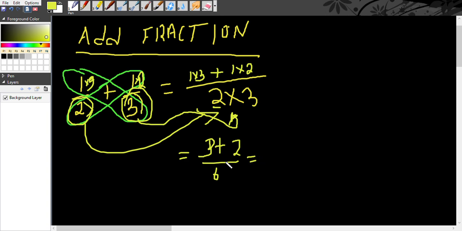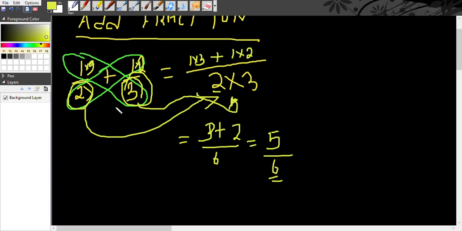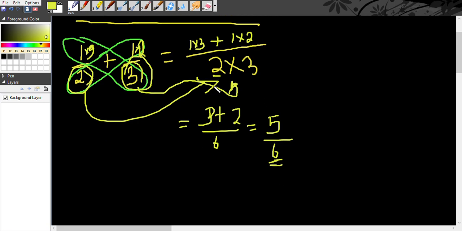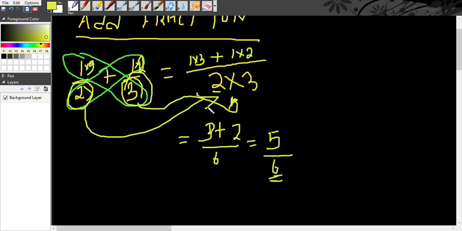And then our final answer will be 1 times 3 plus 1 times 2, which is 5, over 2 times 3, which is 6. That gives us 5 over 6 as our final answer. So that is how we add fractions. Now let's look at another example.